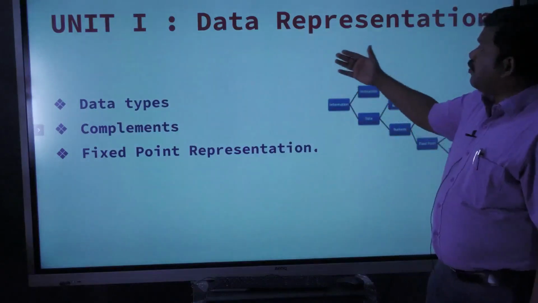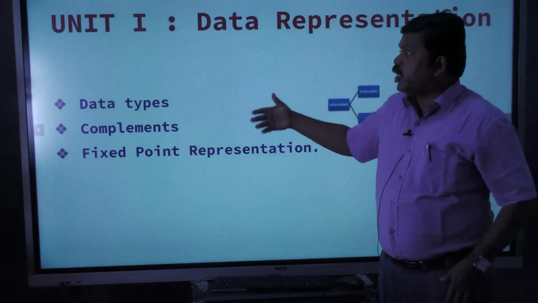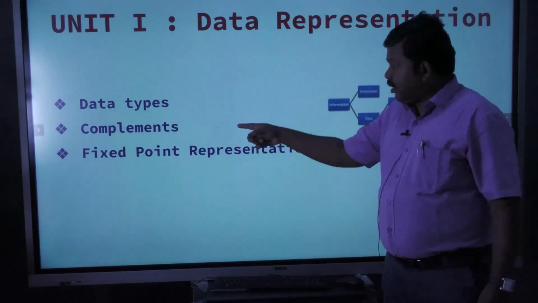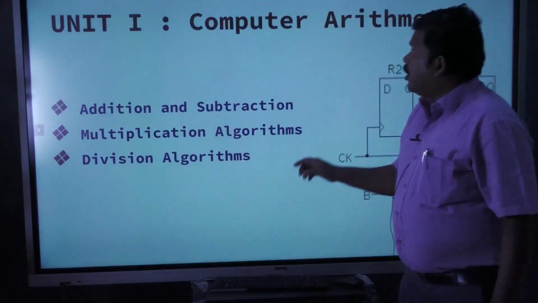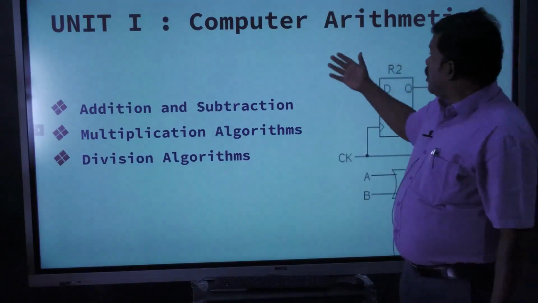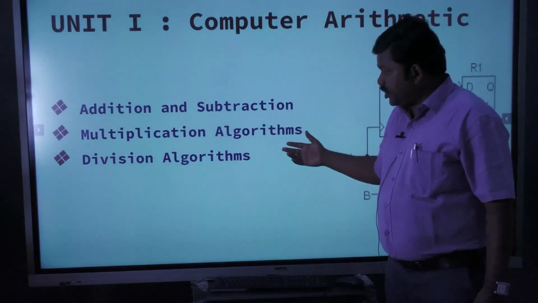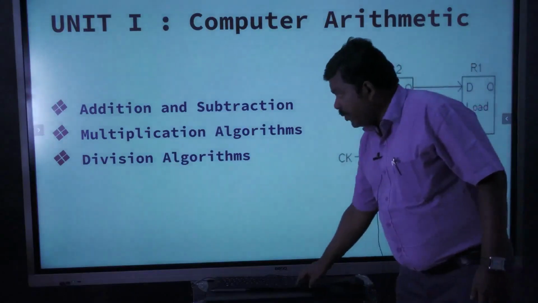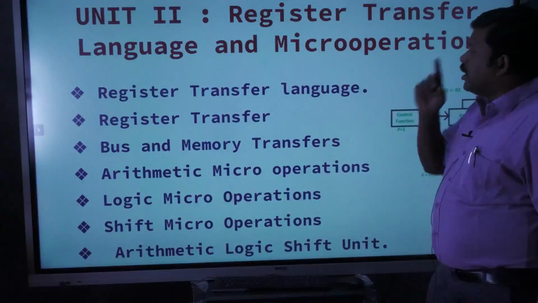In the second part of the first unit, we have how data are represented and how arithmetic operations are carried out in a computer system, especially the data types, complements, and fixed point representation. And the third part of the first unit contains computer arithmetic operations like addition, subtraction, multiplication algorithms, and division algorithms. How these algorithms are executed. Various algorithms are available.